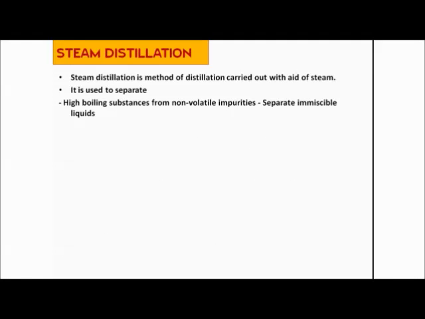The next concept is steam distillation. The name itself suggests that we are going to use the latent energy which is entrapped within the steam. So steam will be used to perform the distillation. Basically, steam distillation is a method carried out with the aid of steam. It is used to separate high boiling substances from non-volatile impurities. You should remember this. Steam distillation can be used to separate high boiling substances from non-volatile impurities, or you can separate immiscible liquids.